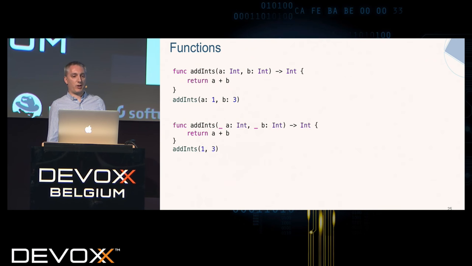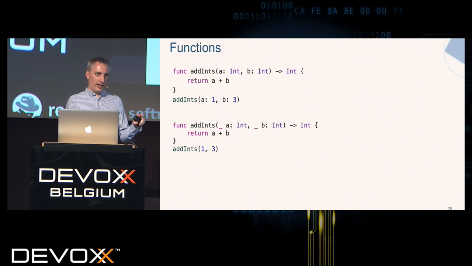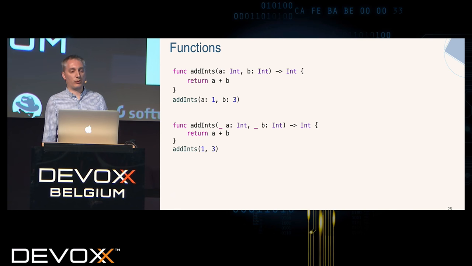So what if you didn't want to have to pass those names? In that case, you would put an underscore at the start. So function parameters have two different names. There's an internal name, in this case a, and an external name, in this case underscore, or you don't have to provide it. So in that case, you could call addInts 1, 3, which would look a lot more familiar.